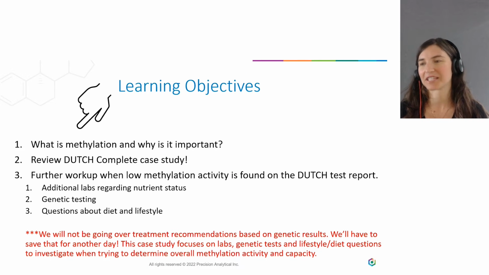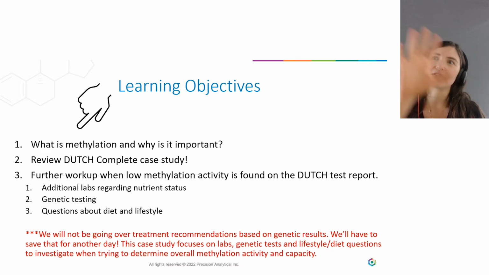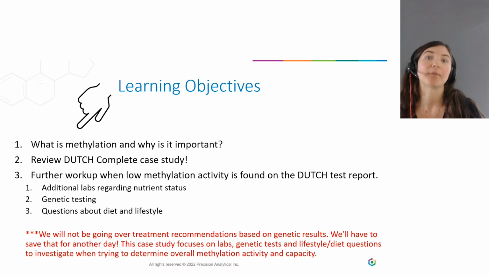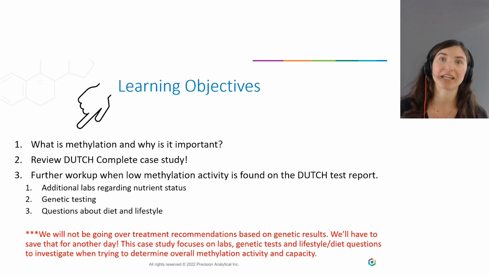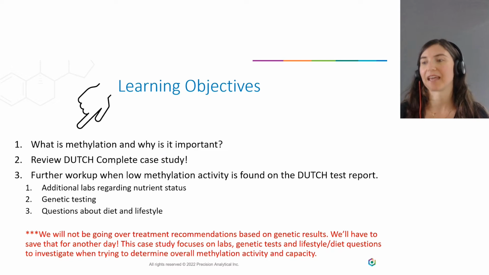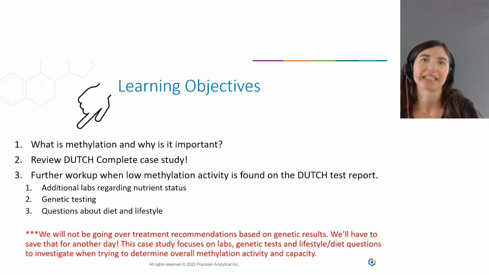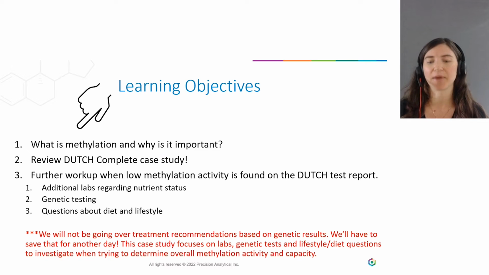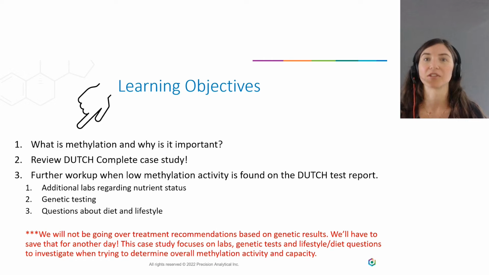So this case study focuses more on all of the different biochemical cycles and pathways that are necessary to generate methyl donors, to support methylation in the body, and how we can use lab testing, genetic testing, and how we can ask the patient questions about their diet, about their lifestyle, to get an overall idea of their methylation capacity.